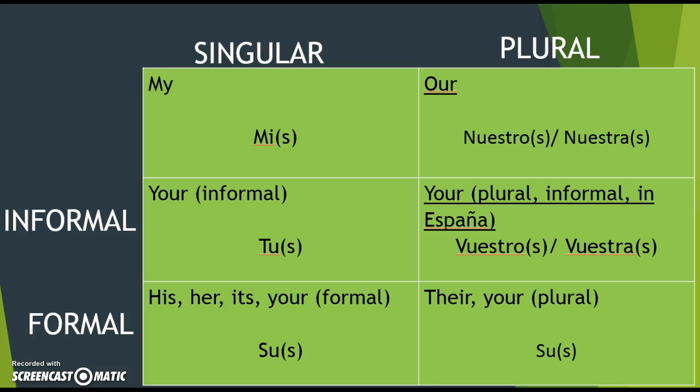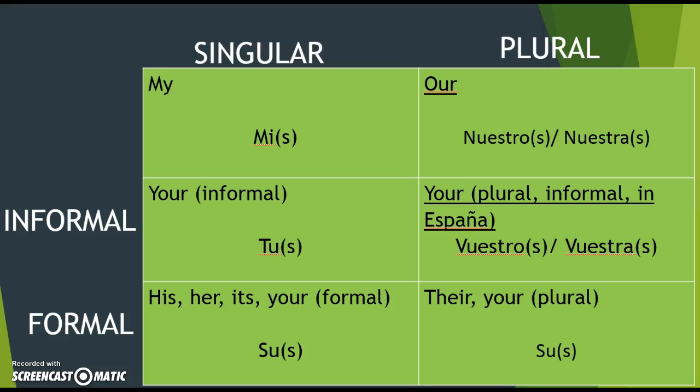Ahora estas palabras son los adjetivos posesivos. To say my, we simply say mi. I'm sure you've heard this before in class. Or mis, if I'm talking about more than one item. The word your is tu, or tus, for the plural form. And keep in mind that there's no accent. If I have an accent over tú, it means you instead of your. The word his, her, its, or your formal is su or sus.